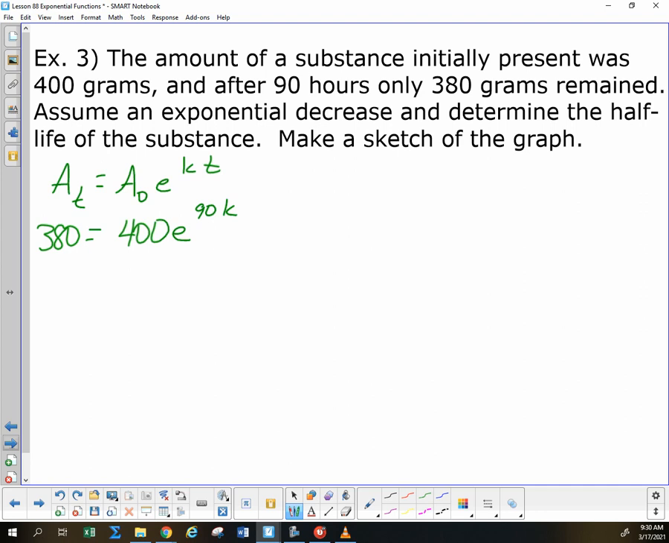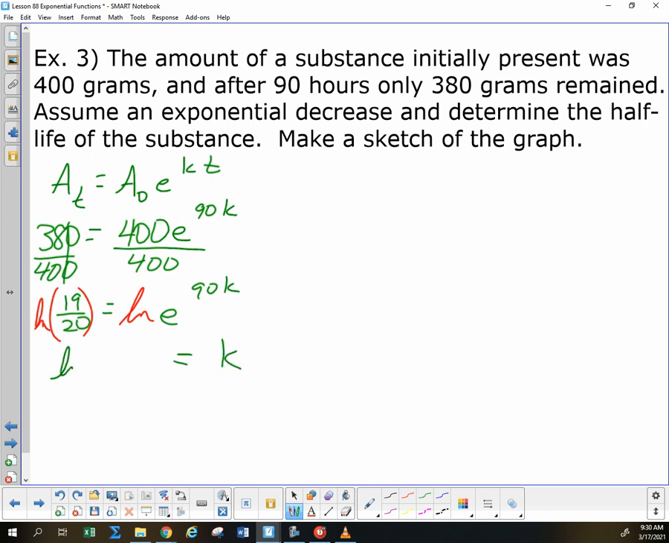What do we need to solve for first? K. So divide both sides by 400. And we have 38 over 40, or 19 over 20. Could do that as a decimal if I wanted to. Is e to the 90k. Now what do we do? Natural log of both sides. That will be equal to 90k. So k needs to be the natural log of 19 over 20 divided by 90.